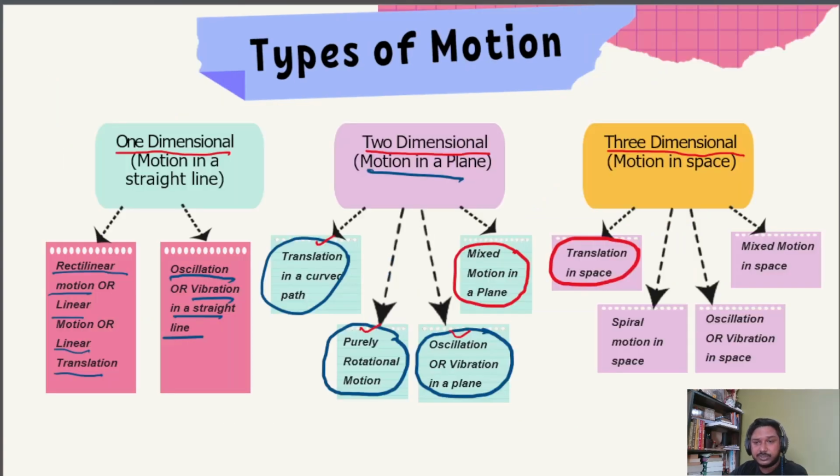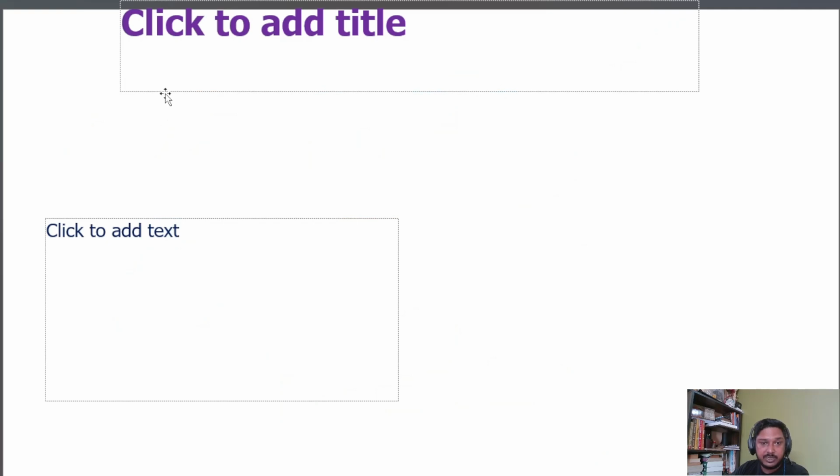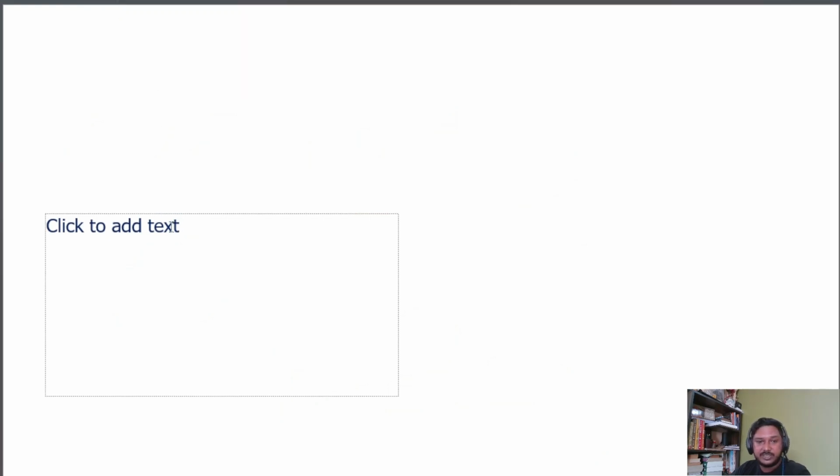Then the second kind of motion in three dimension will be called basically the spiral motion in space. Now what is spiral motion? Spiral motion is basically a kind of motion in which the movement is like a spring. So there is translation as well as rotation.